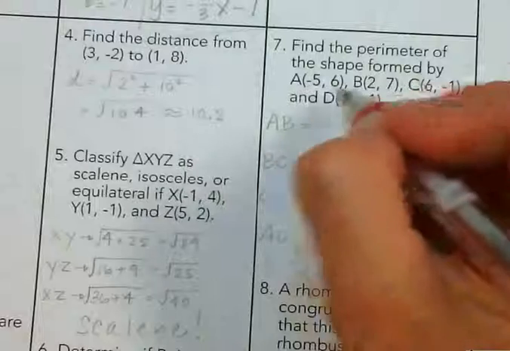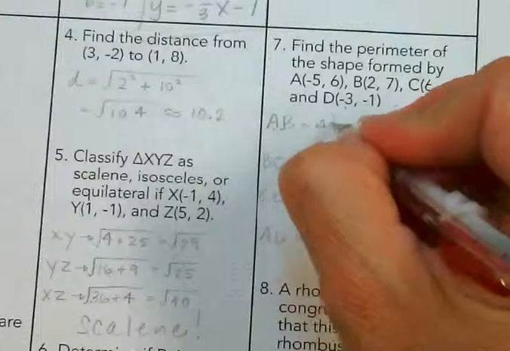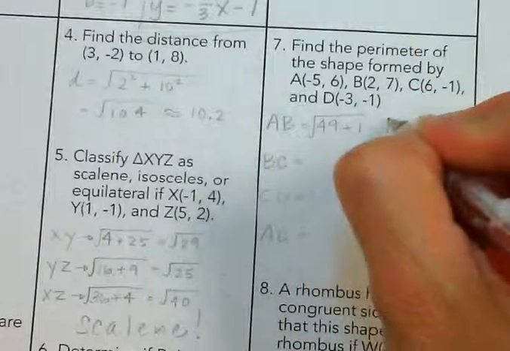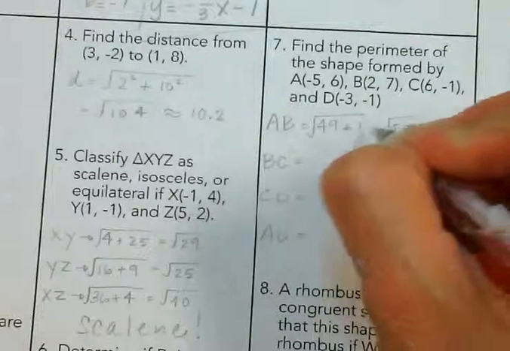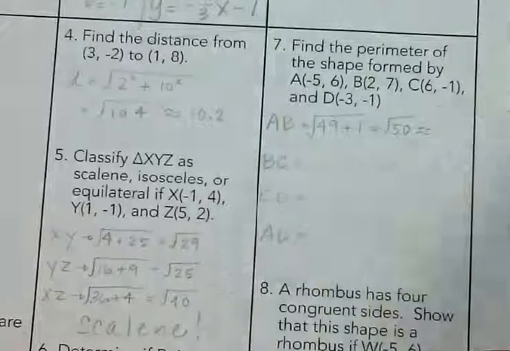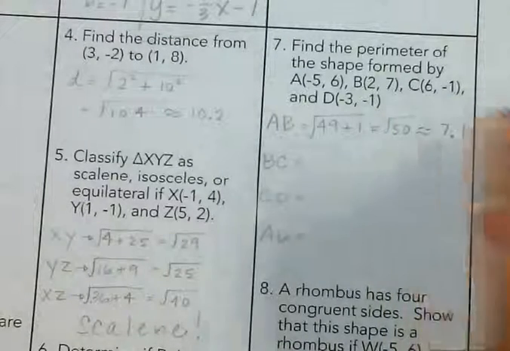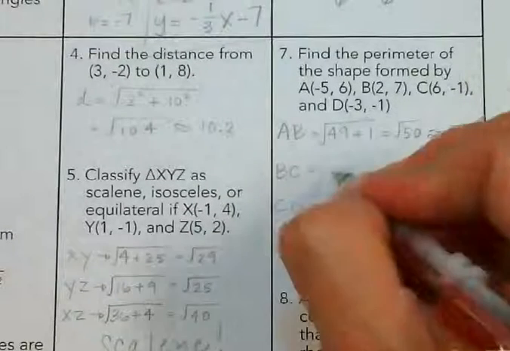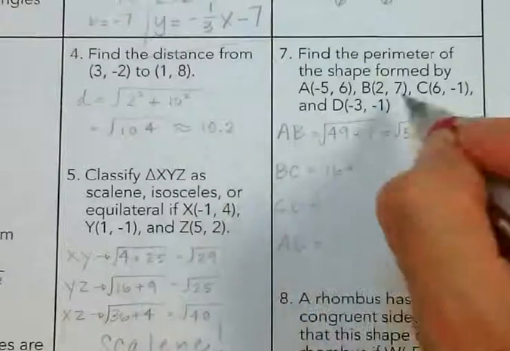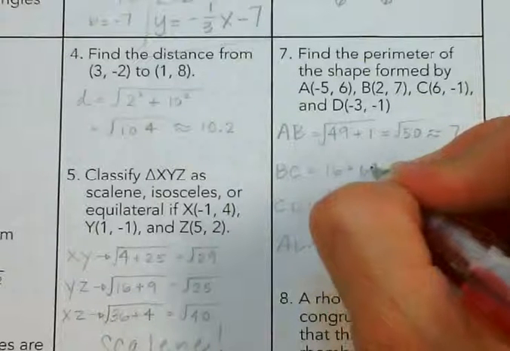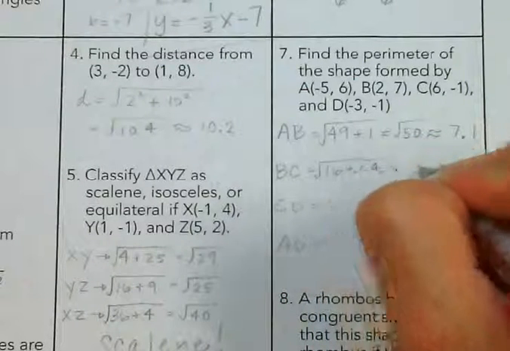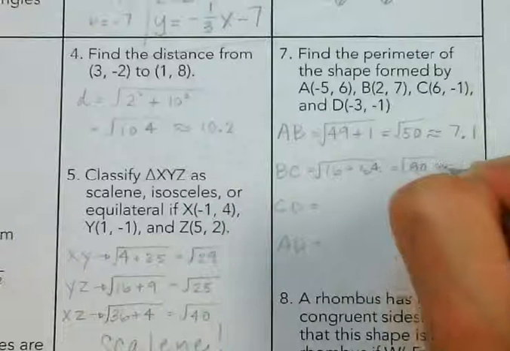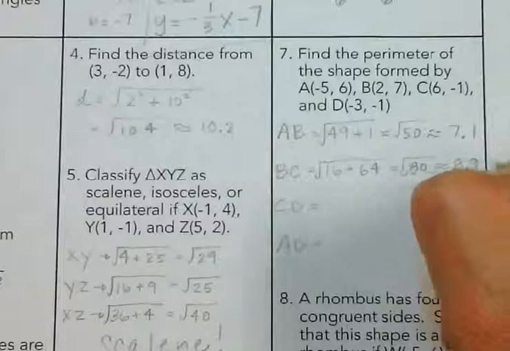All right, so the difference here is 7 squared is 49. Difference there is 1 squared is 1. So this is the square root of 50. Now, since I'm finding perimeter, I do need to finish these. So I would say 7.1 because that's just after 49. All right, BC, 2 to 6 is 4, square that. 7 to negative 1 is 8, square that. Add these together, I get square root of 80, which is just under 9.